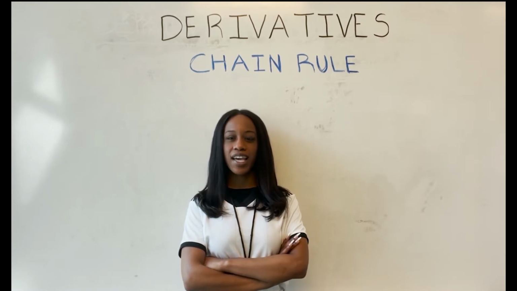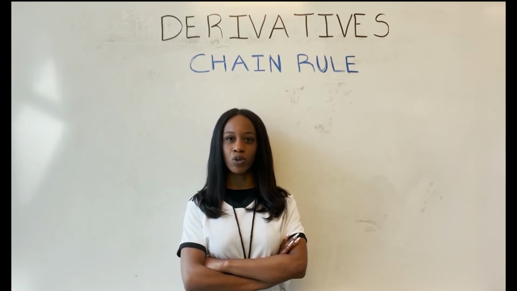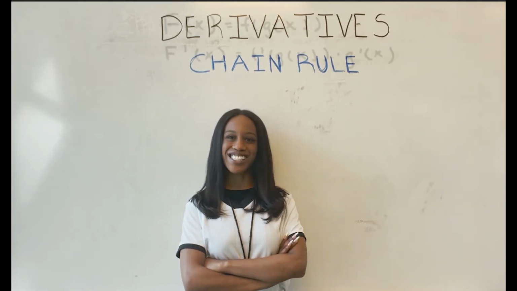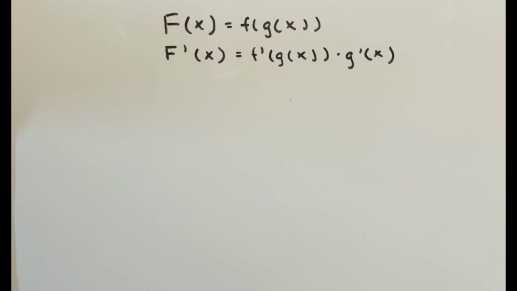I'm Coach T, and today we'll be going over derivatives. We'll specifically be looking at the chain rule and its applications. We'll go over how to identify a problem that requires the chain rule, how to apply the chain rule, and then we'll go through a few examples. Let's get started. The chain rule is used to find the derivative of a composite function.